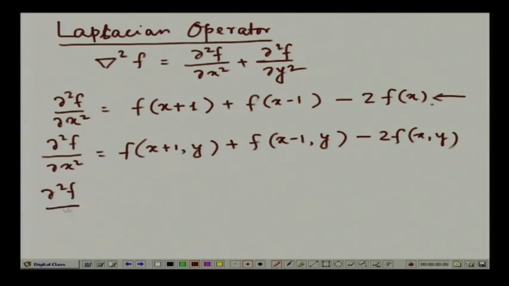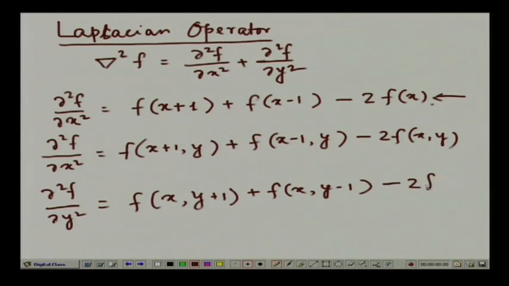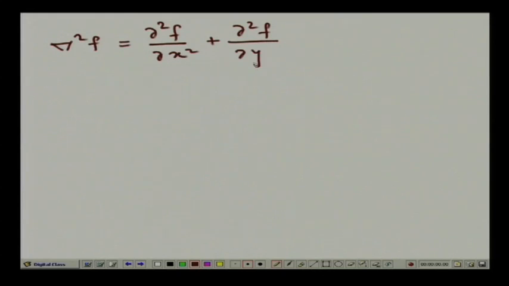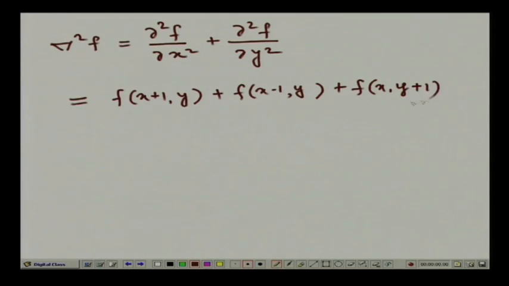Similarly, del 2 f del y 2 will be given by f of x y plus 1 plus f of x y minus 1 minus 2 f x y. And if I add these two, I get the Laplacian operator in discrete domain, which is given by del 2 f is equal to del 2 f del x 2 plus del 2 f del y 2, and you will find that this will be given as f x plus 1 y plus f x minus 1 y plus f x y plus 1 plus f x y minus 1 minus 4 f x y.